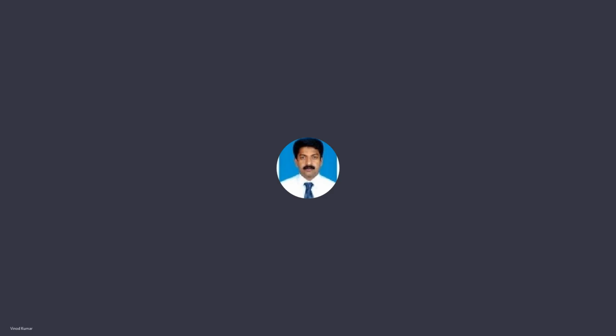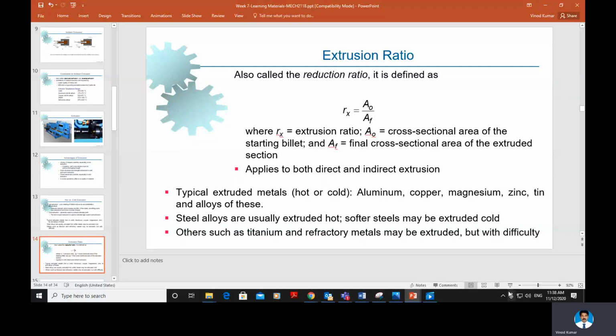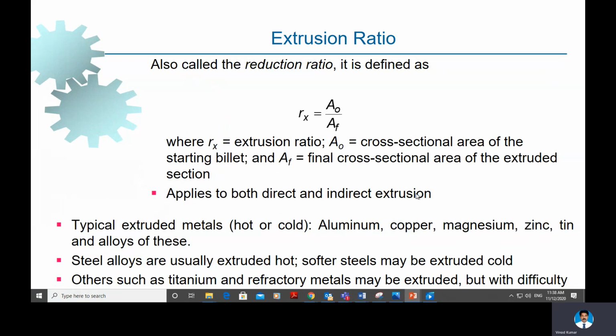Hi everyone, let's continue our chapter, which is extrusion process. So what is extrusion ratio? How much reduction is possible?